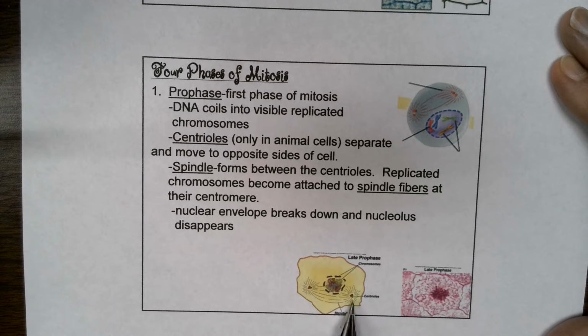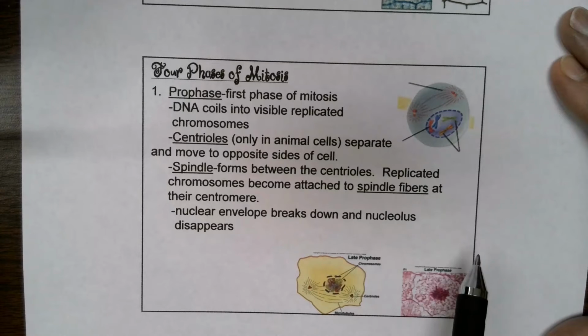They're these little red barrel-shaped structures that we see down here in this diagram. They're going to duplicate during interphase, and then they're going to migrate to opposite poles of the cell during prophase. And they don't form in plant cells. They only form in animal cells. And then the spindle fibers, which look like little fireworks down here and up here, the spindle is going to form between those centrioles.